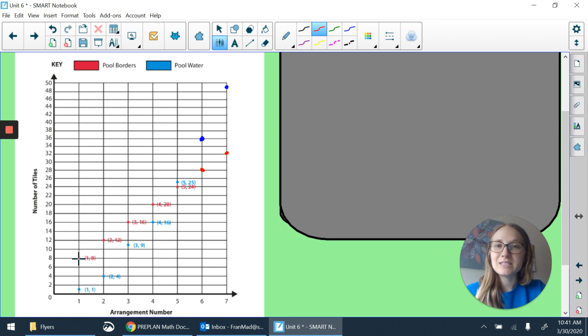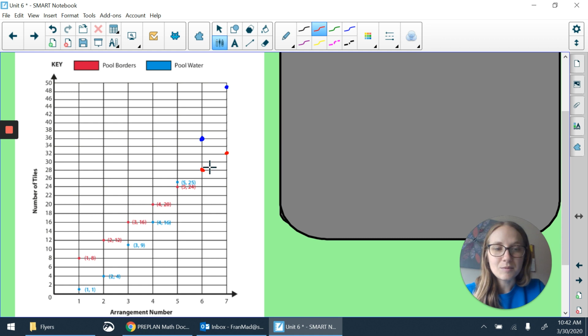Now that you've had a chance to think about that, let's talk through a couple of things that you might have noticed and things that I saw. Looking first at my pool border tiles. Remember that the arrangement number is here on my x-axis, and then on the y-axis, what we are tracking is the number of tiles. So in arrangement 1, there were 8 border tiles, and then in arrangement 2, there were 12, arrangement 3, 16, and so on.